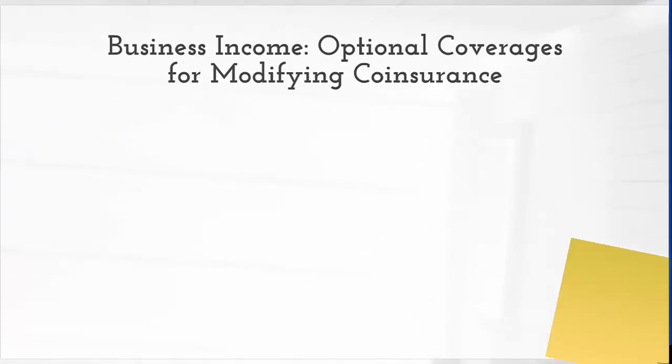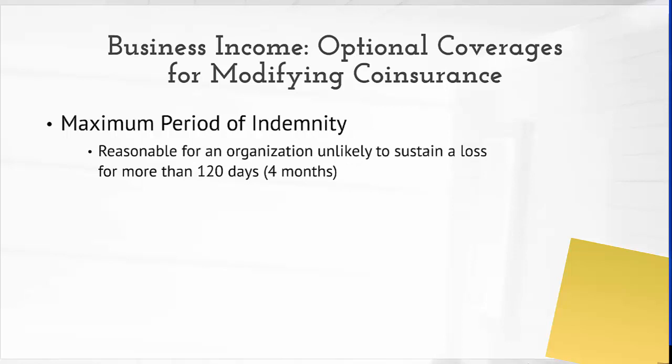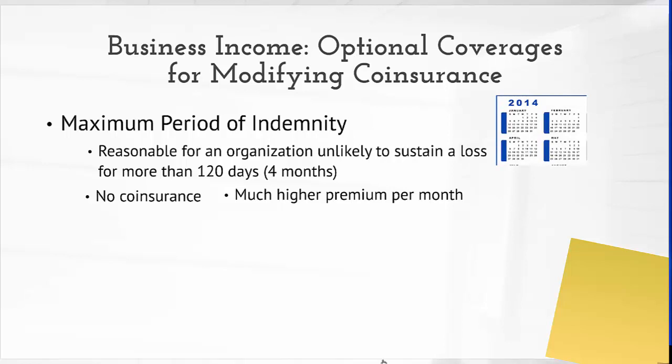Now let's talk about optional coverages for modifying coinsurance. First, the maximum period of indemnity. This is reasonable for an organization that is unlikely to sustain a loss for more than 120 days, which is 4 months. This has no coinsurance requirement, but it is a much higher premium per month. However, in the end, the insured would end up purchasing a lot less because they're not basing their coinsurance requirement on 12 months.